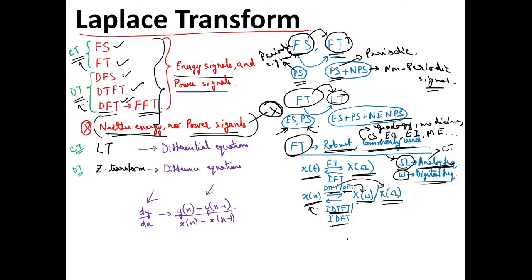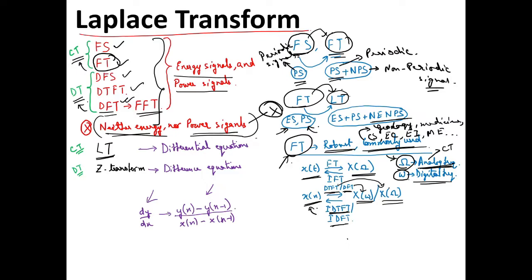Now the next thing is that the Laplace transform deals with continuous time signals. Why? As I told you, when I am talking about the generalization of the Fourier transform into the Laplace transform, that means what? The Fourier transform we discussed in the case of continuous time signals. Are you getting my point?